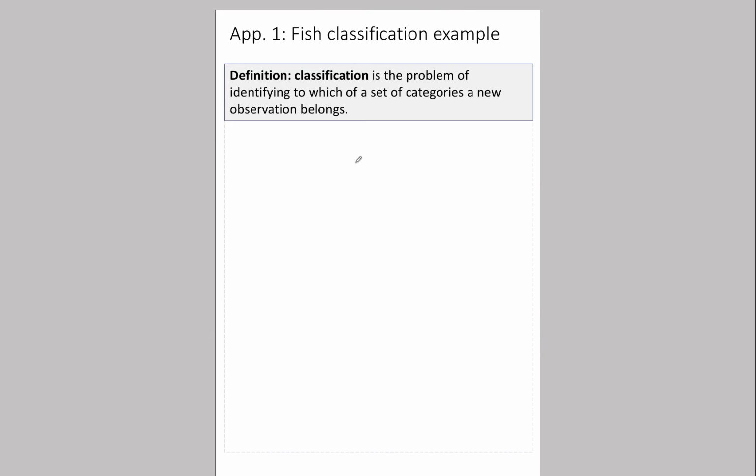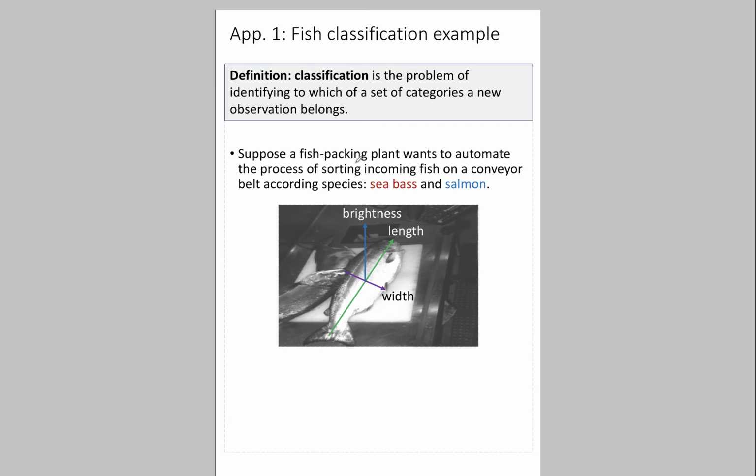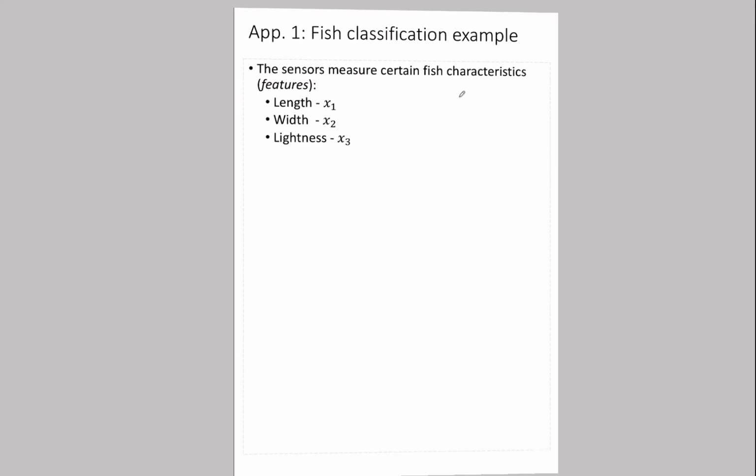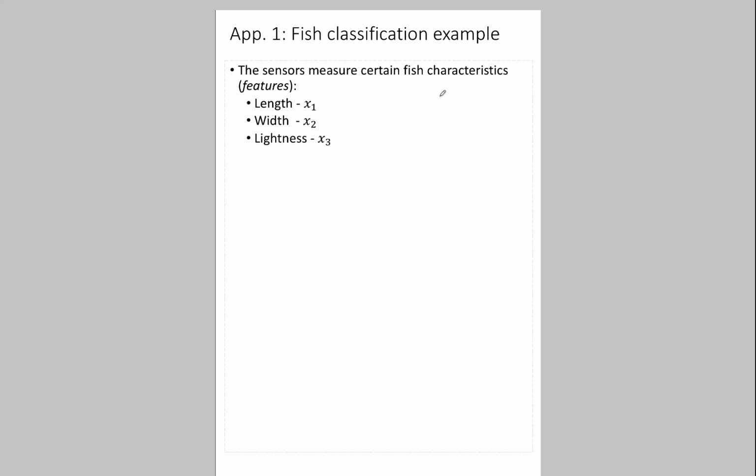Data classification is one of the frequently encountered classes of problems. In this example, we want to automate the process of sorting incoming fish. Suppose a camera is placed above a conveyor belt that measures 3 characteristics of incoming fish. Our goal is to classify the fish into 2 classes, sea bass and salmon. In order to do so, we are designing a function f of 3 variables, x1, x2, and x3. These variables correspond to brightness of fish skin, length, and width of the fish.